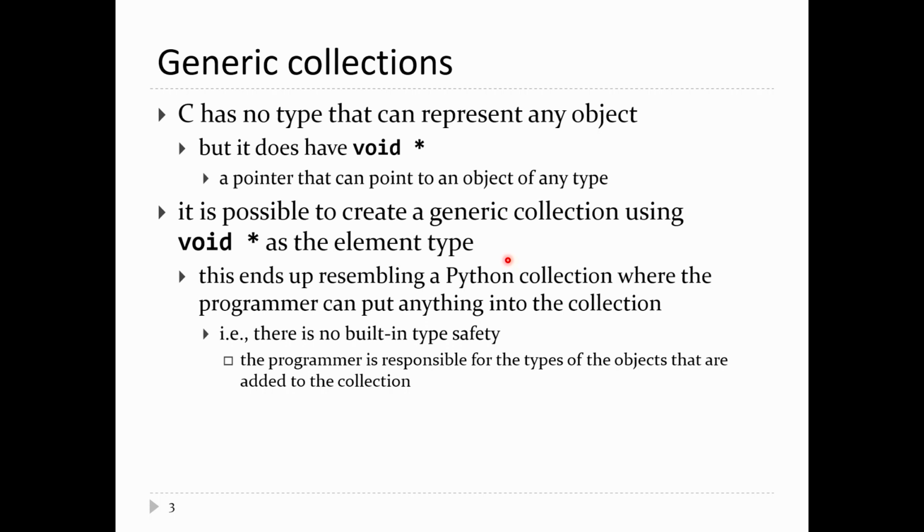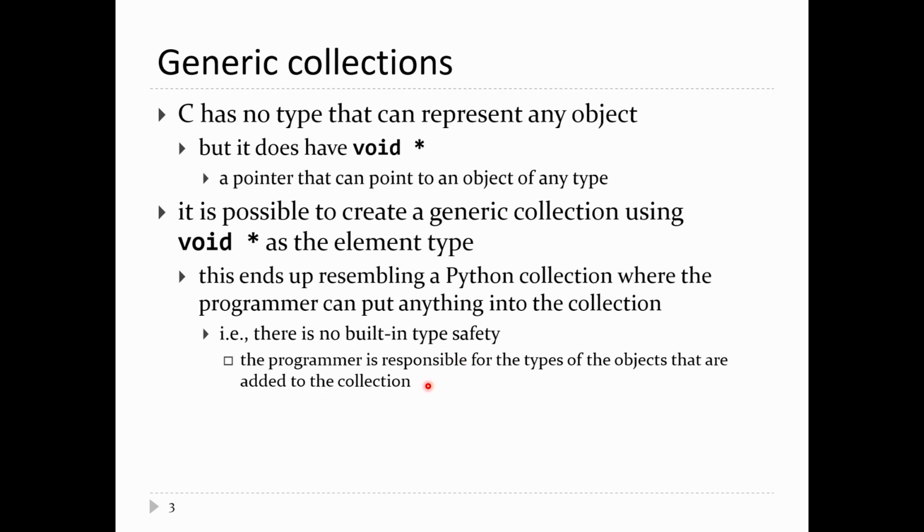Now the problem is void star can point to anything, so you lose all the type safety that we have. Because the elements are all void star pointers, you can put anything into the collection. This ends up resembling a Python collection. In a Python list or a dictionary or a set, you can shove whatever you want into an instance of a Python collection. So Python also has no built-in type safety with its collections, unless you use one of the extensions to the language.